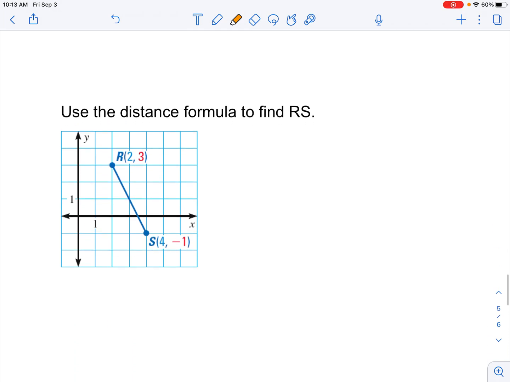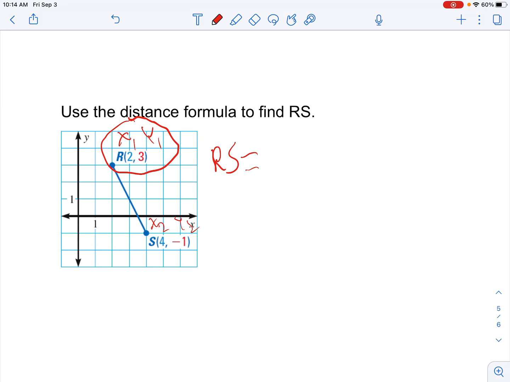So let's do an example. First things first, I've got to label my x1 and my y1. Does it matter which one you pick? No, but you have to be consistent. So if this point right here is x1, it also has to be y1. I can't call this x1 and y2. You have to be consistent with your points.